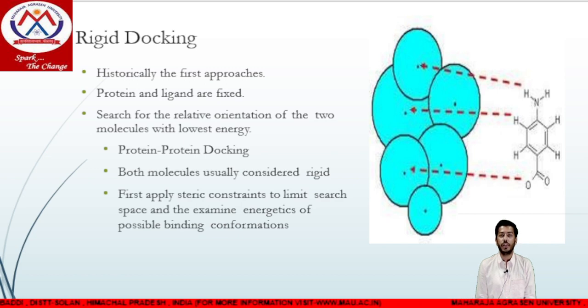Now coming to rigid docking, as the figure shows, these are historically the first approaches. Protein and ligand are fixed. They search for the relative orientation of the two molecules with the lowest energy, that is protein docking. Both molecules are usually considered rigid, that is your receptor and your ligand, the discovered drug. The method applies steric constraints to limit the search space and examines the energies of the possible binding conformations.